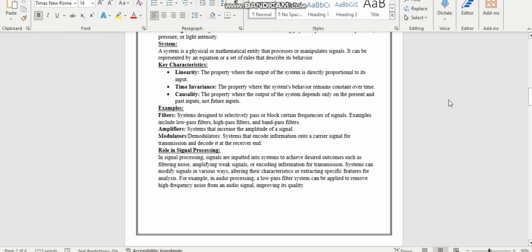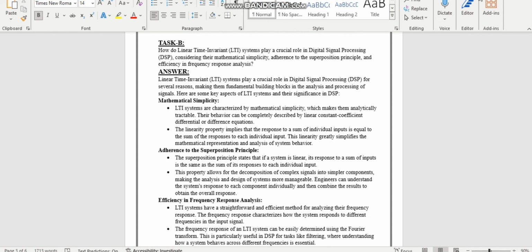Role in signal processing. In signal processing, signals are inputted into systems to achieve desired outcomes such as filtering noise, amplifying weak signals, or encoding information for transmission. Systems can modify signals in various ways, altering their characteristics or extracting specific features for analysis. For example, in audio processing, a low-pass filter system can be applied to remove high-frequency noise from an audio signal, improving its quality.